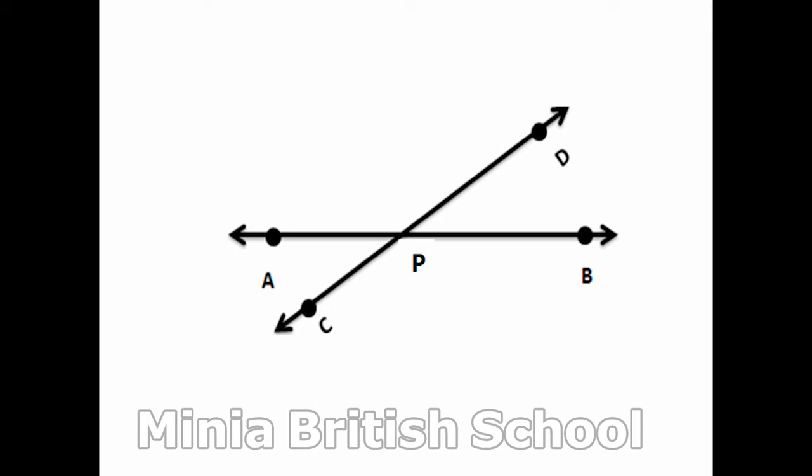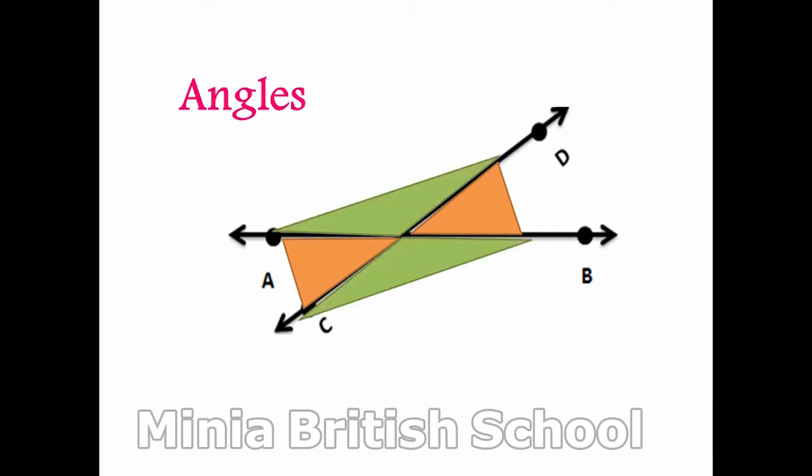And when lines intersect, they form angles. We think of the angles as the space that is formed between the intersecting lines. These intersecting lines form four angles: 1, 2, 3, 4.